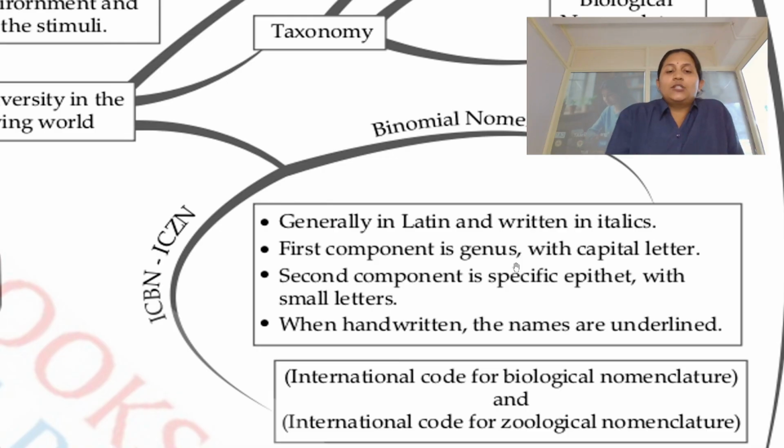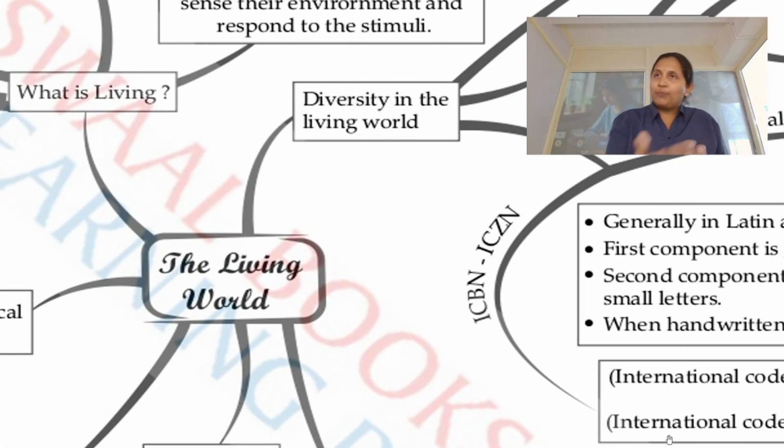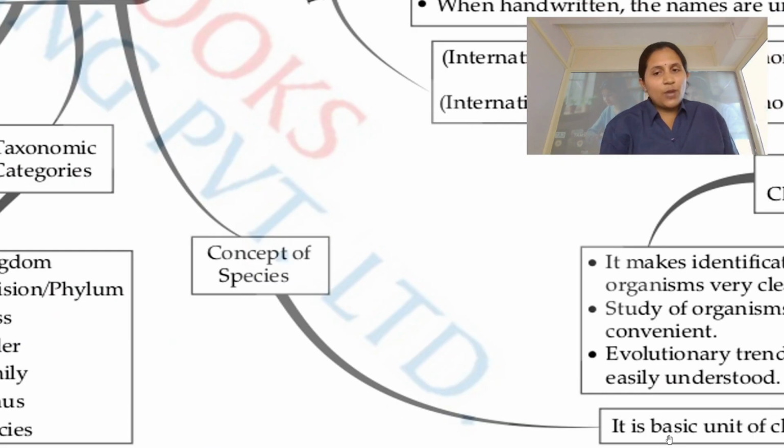Now ICBN and ICZN. What are ICBN and ICZN? These are certain codes, and these are the short forms you are supposed to know. ICBN is the International Code for Botanical Nomenclature, and ICZN is the International Code for Zoological Nomenclature. These short forms and long forms we are supposed to remember, and they are also part of binomial nomenclature. Botanical is for plants, zoological is for animals.